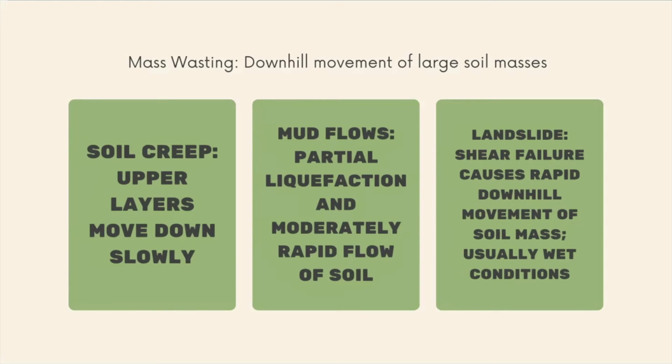And now for mass wasting. Mass wasting is the downhill movement of large soil masses. The first type of mass wasting is soil creep, which is where upper layers of soil move down slowly. And then there's mud flows, which is the partial liquefaction of the soil, with a moderately rapid flow. And lastly is landslide, which is shear failure, which causes rapid downhill movement of the soil mass, and it's also usually in wet conditions.